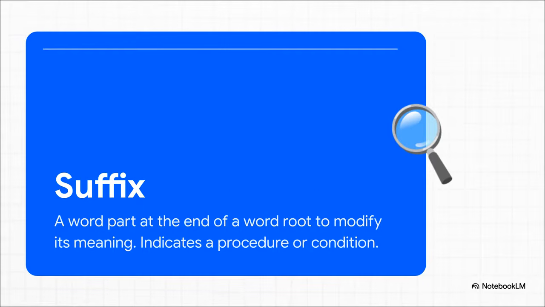And finally, there's the suffix. This piece gets tacked onto the end of the root, and it tells you what's actually happening. It usually describes a procedure or condition or some kind of disorder. A super common one to know is itis, which simply means inflammation.